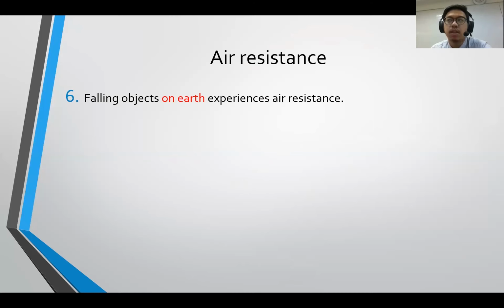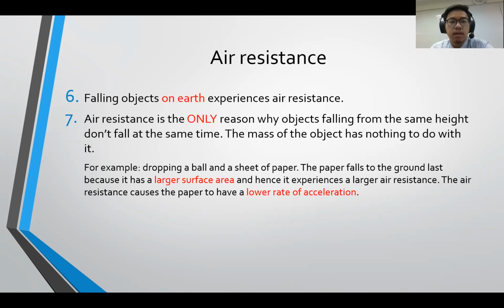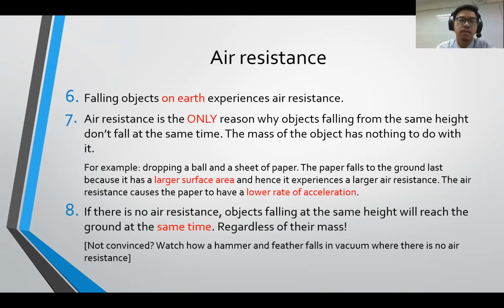Falling objects on Earth experience air resistance, because the Earth has air around it, an atmosphere, and therefore objects on Earth will experience air resistance when falling. And air resistance is the only reason why objects falling from the same height don't fall at the same time. The mass of the object has nothing to do with it. For example, when dropping a ball and a sheet of paper, the paper falls to the ground last because it has a larger surface area and hence experiences a larger air resistance. The air resistance causes the paper to have a lower rate of acceleration. If there is no air resistance, objects falling from the same height will reach the ground at the same time, regardless of their mass. Right, so let me explain.